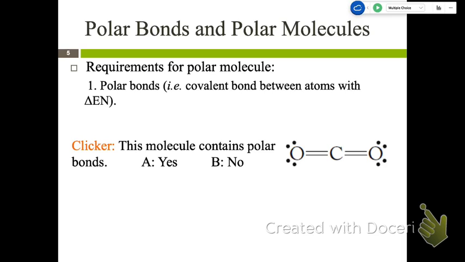Gets a little more complicated when we look at some other structures. So let's go ahead and answer that question for this molecule. Are there any polar bonds in this molecule? Five or 10 more seconds. All right, closing out.